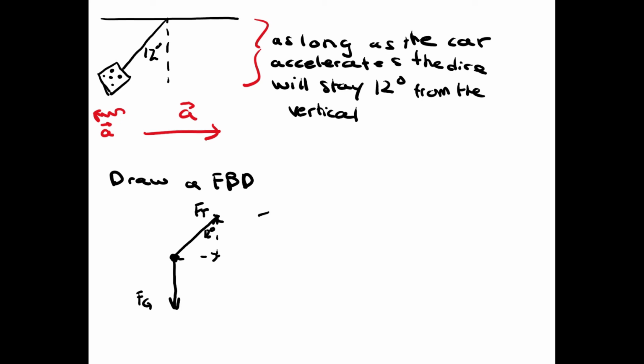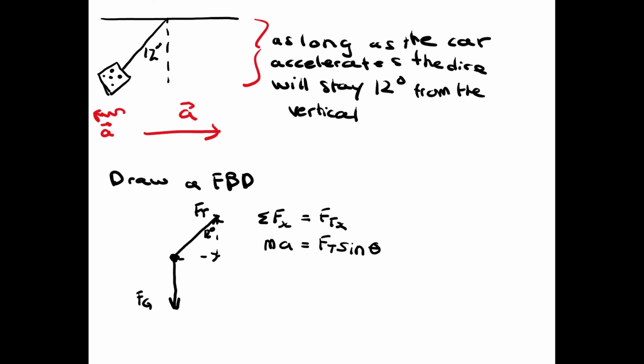So we know that the sum of all forces in the x direction is equal to the force of tension in the x direction. So the mass times acceleration in the x direction, which is the direction the car is traveling in, is equal to the force of tension in the x direction, which is the force of tension multiplied by the sine of the angle, which is 12 degrees.